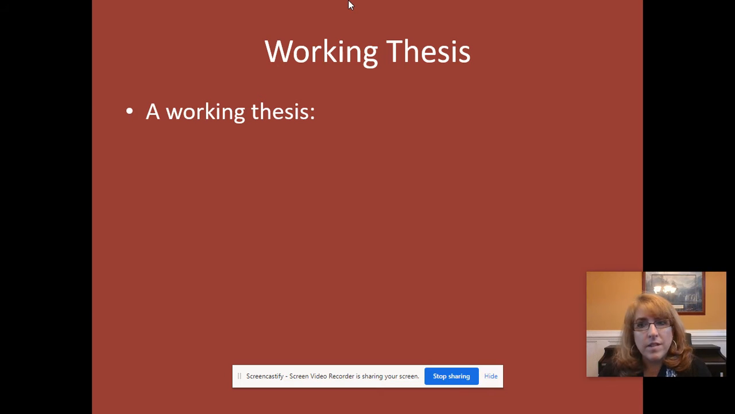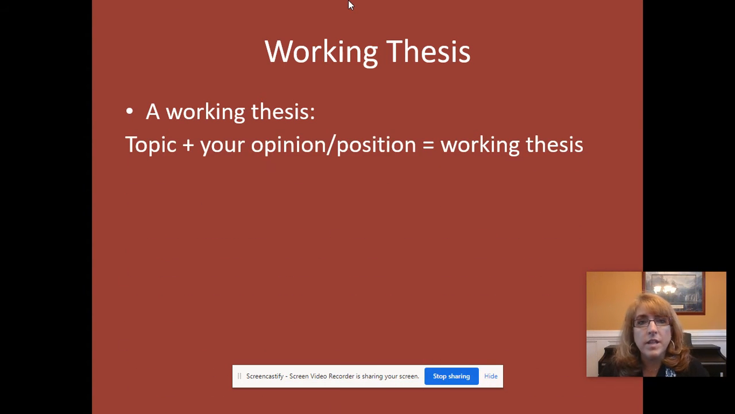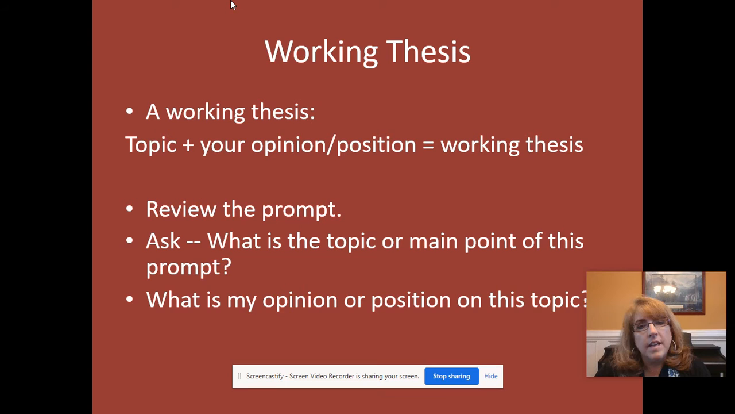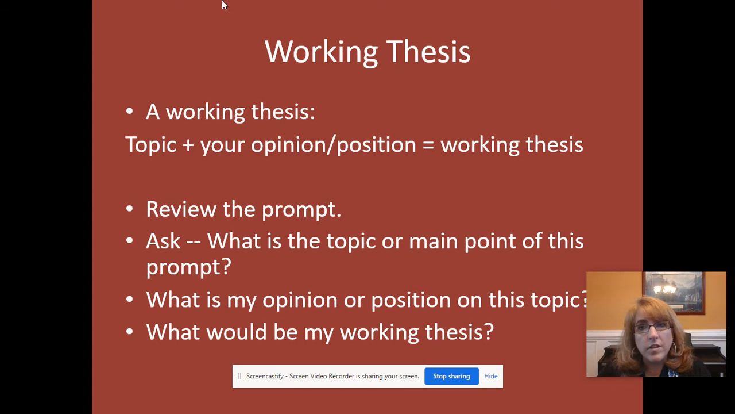So I want to talk about the working thesis. Again, students in the past have found this really helpful, so that's why I want to share it with you. A working thesis is really the topic plus your opinion or position on the topic, okay? So you review the prompt. You ask, what is the topic or the main point of this prompt? Sometimes it helps to even circle keywords. And then what is my opinion or position on this topic, okay? So then you work on your working thesis.